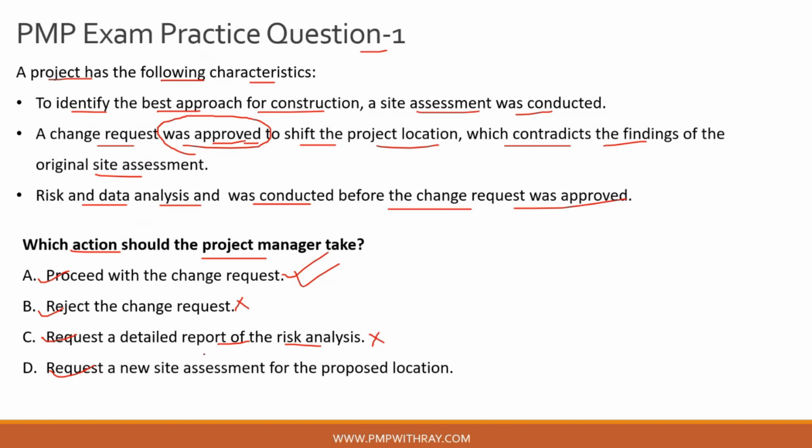Let's look at option D, which is to request a new site assessment for the proposed location. Again, a pointless exercise. You can do some intellectualization to understand why this location changed from X to Y, but that is for your own knowledge, and it doesn't change the situation that the change request has been approved. It is now part of your project scope. Your scope baseline is updated, and you need to start executing the project according to the specifications of this approved change request. So the correct answer to this question is option A.